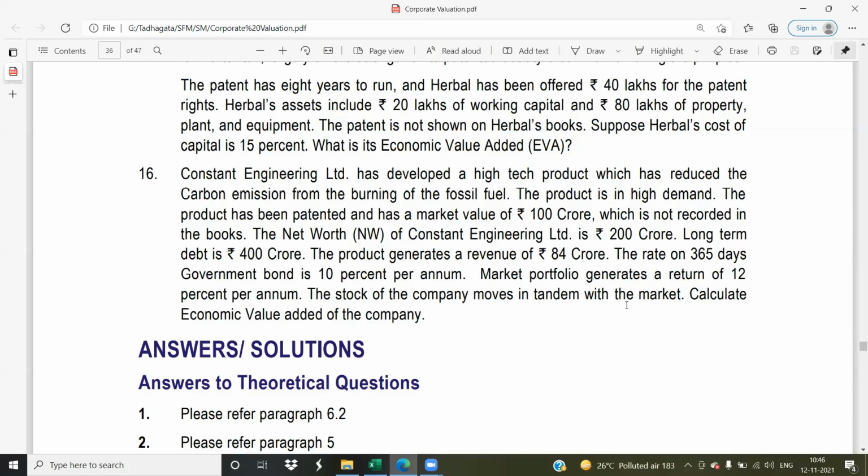What is the total invested capital? Invested capital is nothing but patent plus net worth plus debt, that is 100, 200, 400. So it is 700. What is NOPAT? NOPAT is nothing but the revenue, that is 84 crore, right? Correct. So now we'll put this on Excel.